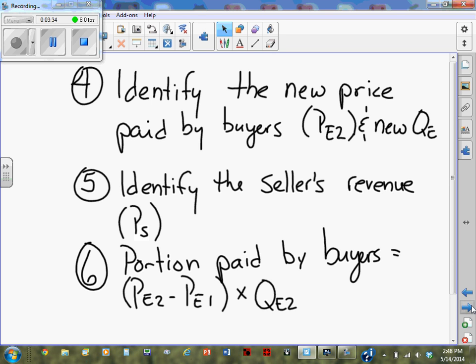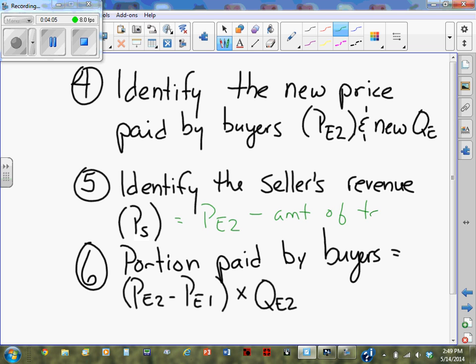But you also have to identify the seller's revenue. That's the new equilibrium price minus the amount of the tax. So P sub S, or the price sellers receive, is the new equilibrium price, PE2, minus the amount of the tax. Remember, our sellers don't get to keep that tax.